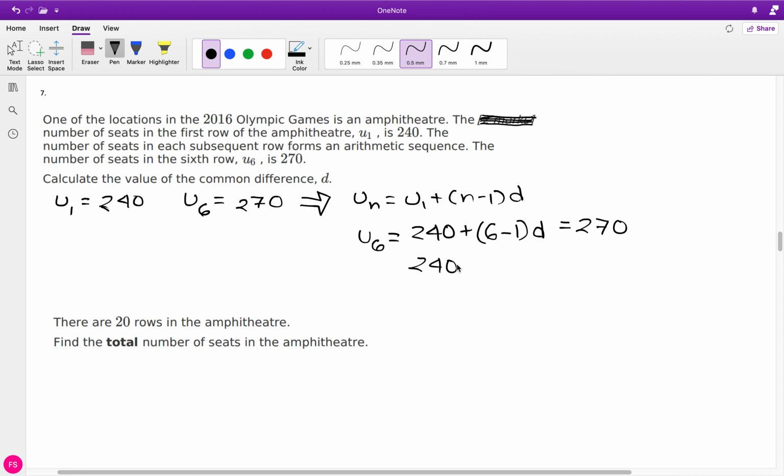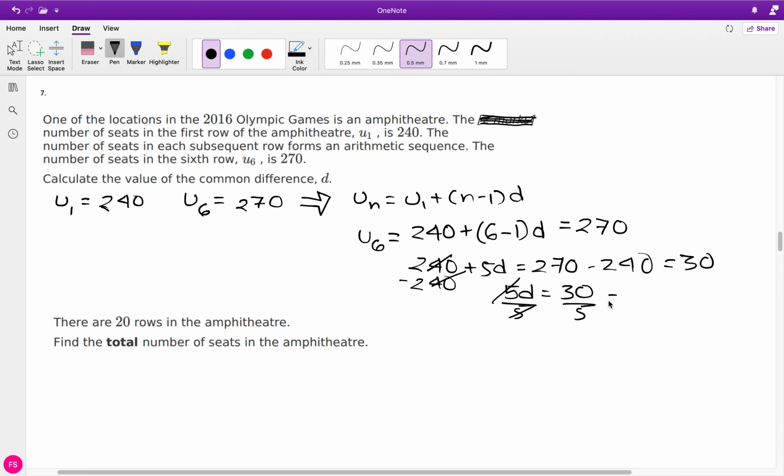I have 240 plus 5d equals 270. I'm going to subtract both sides by 240. So this and this get cancelled out, and this equals 30. So I have 5d equals 30, and if you want to find the common difference, you just need to divide both sides by 5, and 30 divided by 5 is 6. So my common difference is 6.